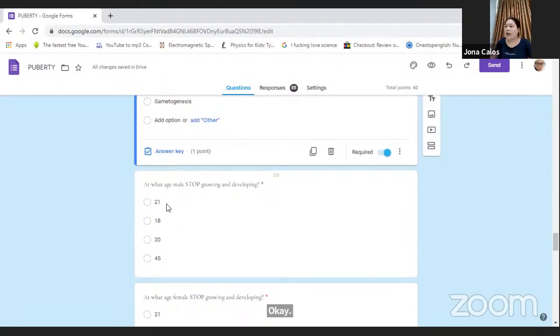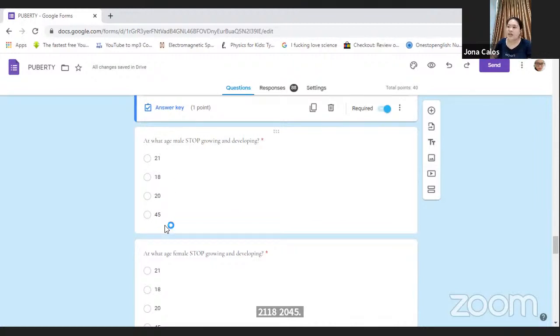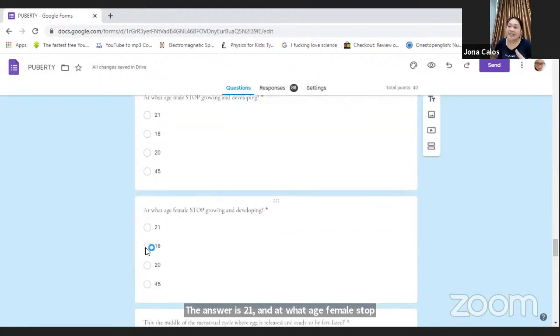Next, at what age do males stop growing and developing? So again, as I mentioned, males tend to stop developing later than females. So at what age does a male stop developing or growing? 21, 18, 20, 45. The answer is 21. And at what age do females stop growing and developing? At the age of 18. Okay. Next.